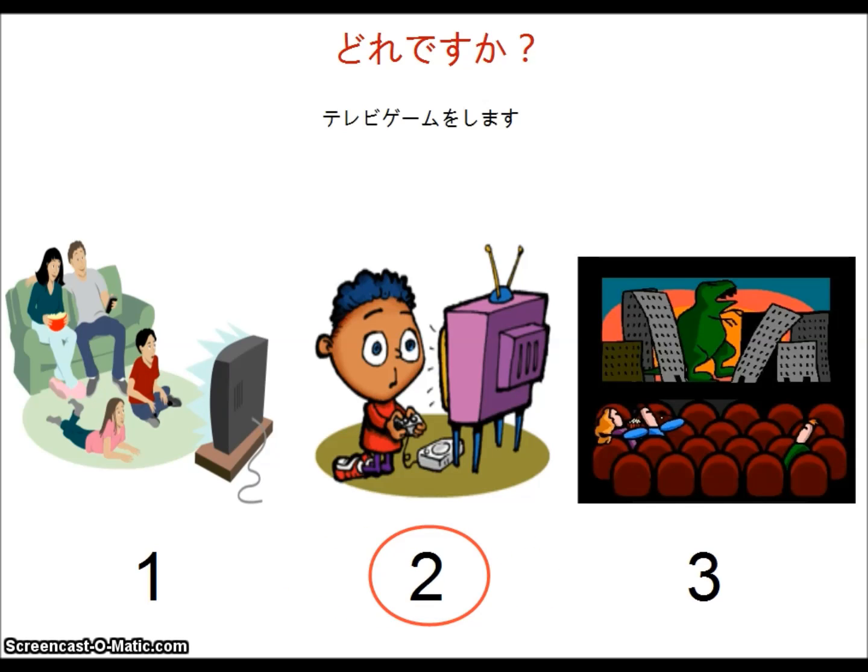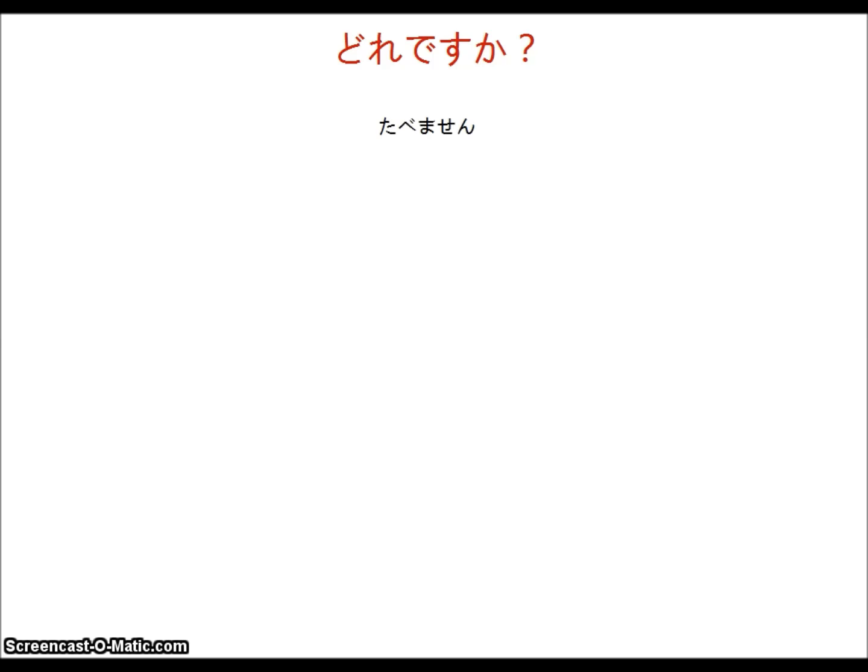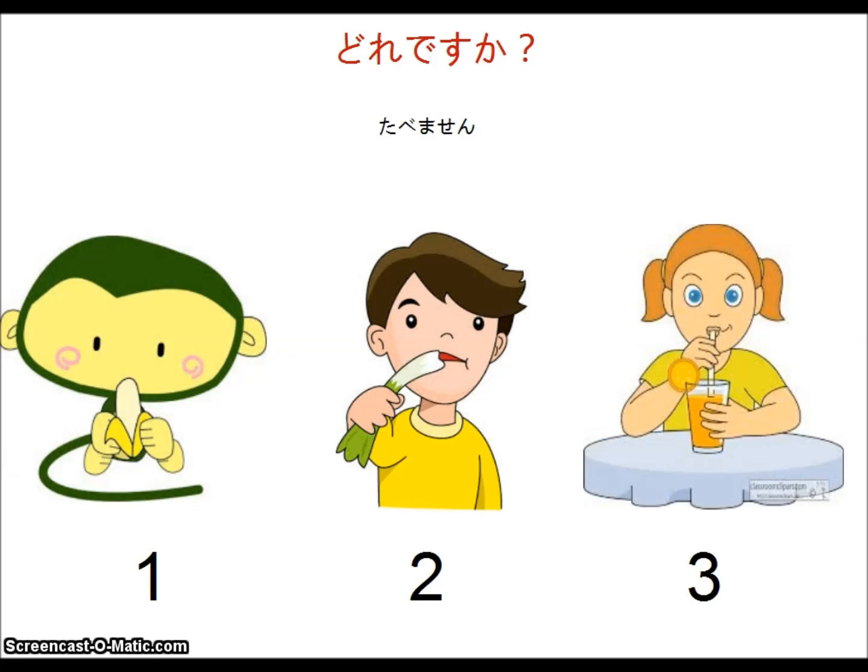That would be ni. Because picture 1, they're watching a movie, and picture 3, they're in a movie theater, but only number 2 is someone playing a video game. どれですか? 食べません. 1, 2, or 3. That would be 3. Because in picture 1, the monkey is eating, and in picture 2, so is the boy. But we want 食べません, the negative form. So we are going to choose 3 because the girl's not eating, she's actually drinking.